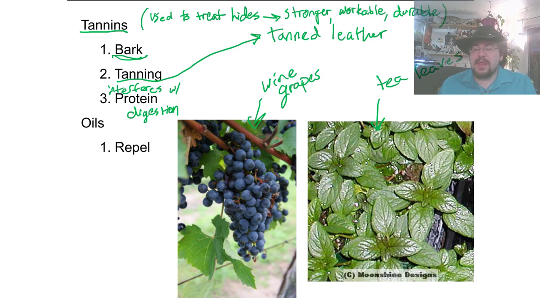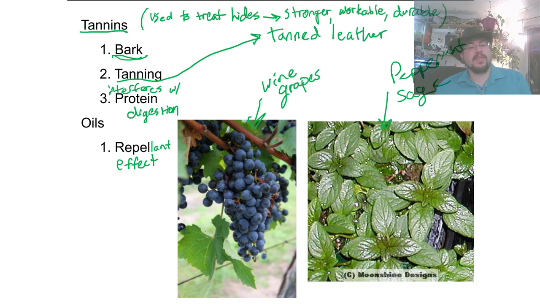Then there are plants that can produce various oils. This isn't my tea leaves. Look at that. I was just giving a shout out to tea leaves. This is actually my peppermint sage. Peppermint sage is interesting because it produces an oil that smells an awful lot like peppermint. And that peppermint oil produced by peppermint sage has some kind of repellent effect on a number of different insect herbivores. So, these oils can help defend the plant against herbivory.